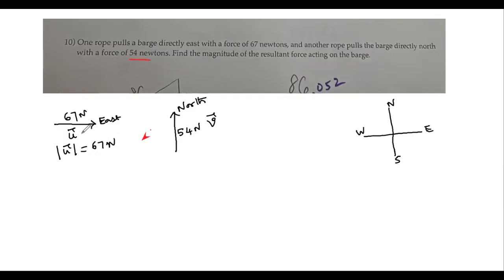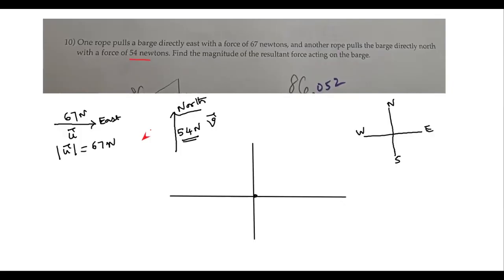So one vector, U bar, is working in the east direction, rightwards, and the measure of that, I mean the length of the vector, is 67 newtons. And now the V bar vector is working in the north direction and its measure is 54 newtons. So when you want a resultant, always follow the technique of taking the coordinates first, and the origin is my starting point.